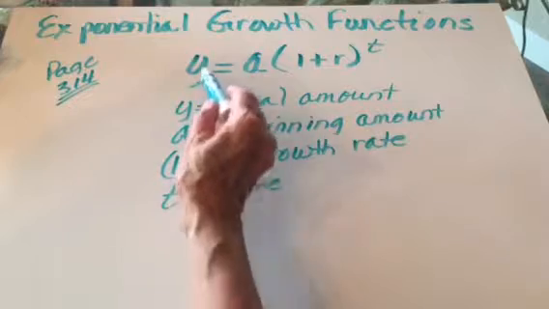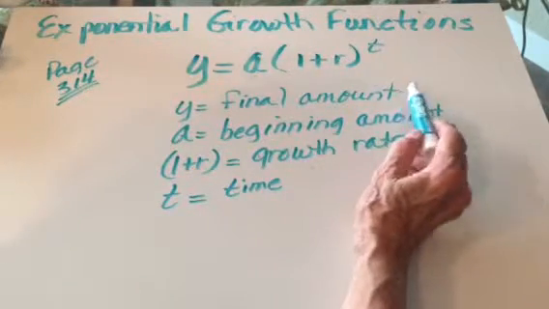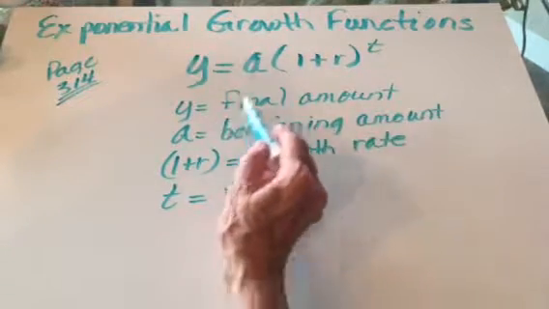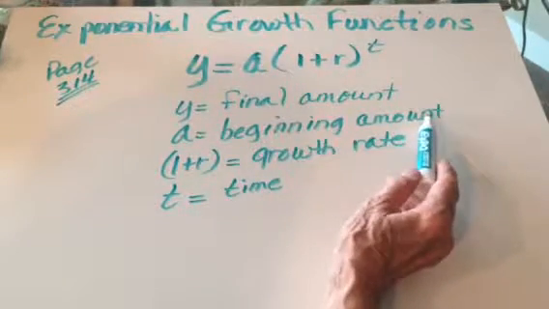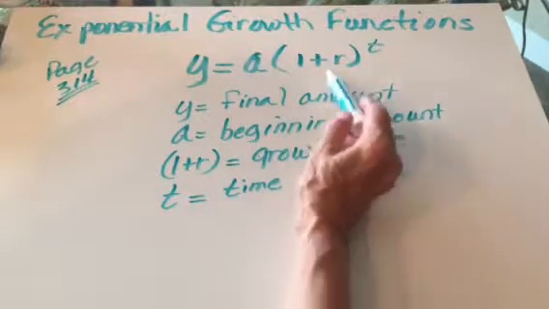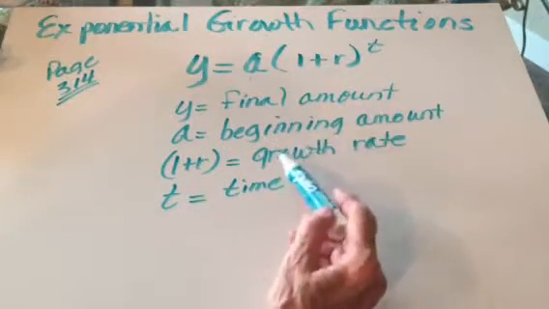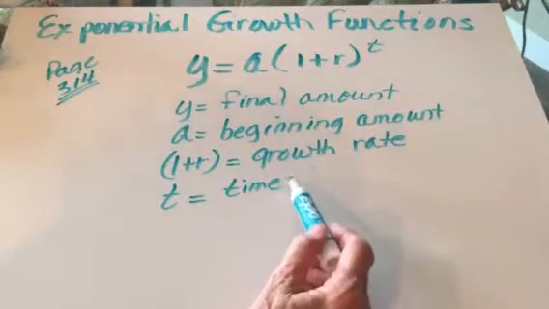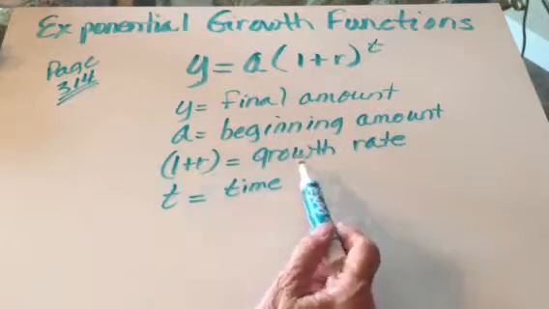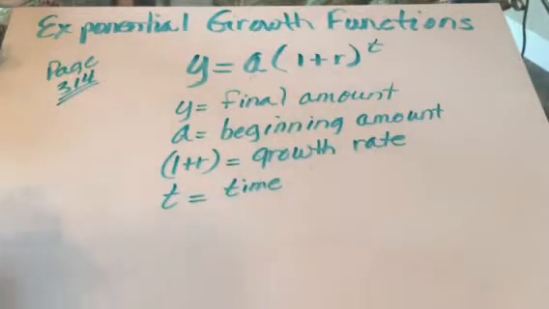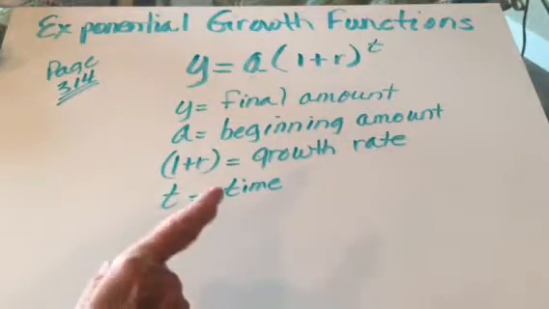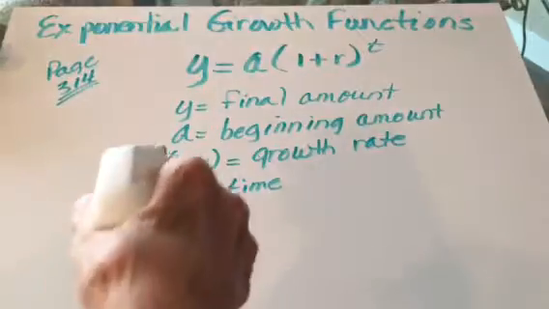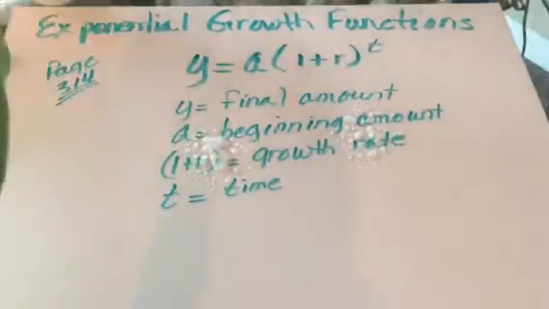Now Y means the final amount. It could be money, population, bacteria, whatever it happens to be. A is the beginning amount that they're talking about. This part, the 1 plus R, is the growth rate, and T, of course, is the time. Now you can either watch this whole video and then go back, or you can pause it and copy that down. But I'm going to erase it because I got to keep on going here.